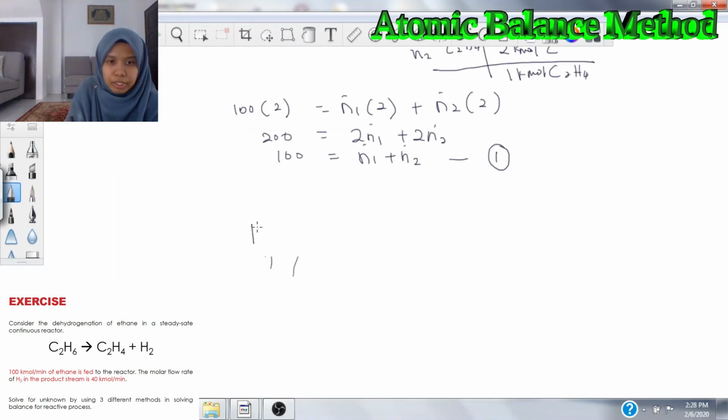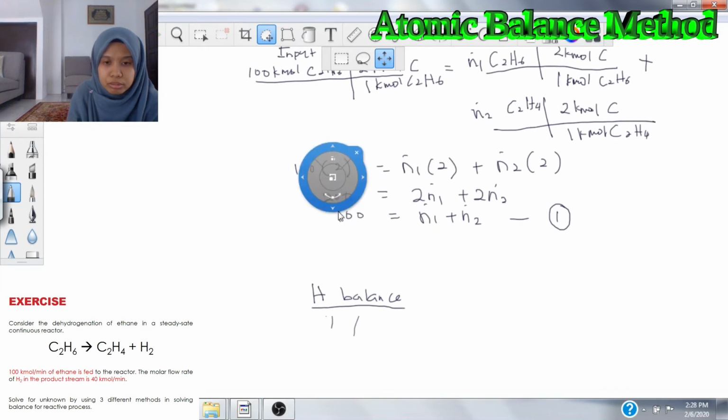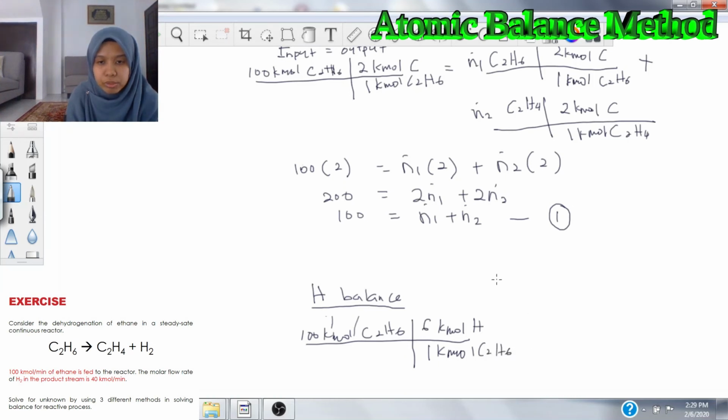Next, we move to the hydrogen balance. Remember this is atomic balance, so we work out one by one, atom by atom. Just now was carbon, now it is atom H, or atom hydrogen. So we start with the input. The input you have again C2H6, 100 kilomole of C2H6. How many hydrogen atoms do you have? 6. So 6 kilomole of hydrogen in 1 kilomole of C2H6. This is for the input part.